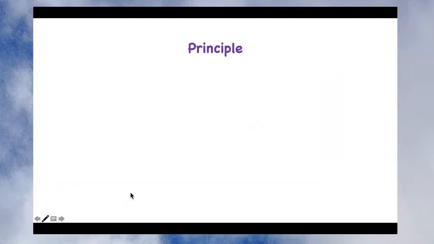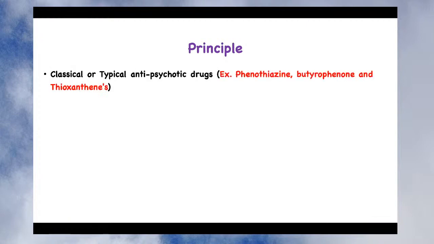Now let's see the principle of the experiment. We know that antipsychotic drugs are broadly classified into two categories. One is typical or classical antipsychotic drugs, and the second is atypical antipsychotic drugs. This classification is based on their extrapyramidal side effects. Classical or typical antipsychotic drugs have extrapyramidal side effects, whereas atypical antipsychotic drugs do not have extrapyramidal side effects.